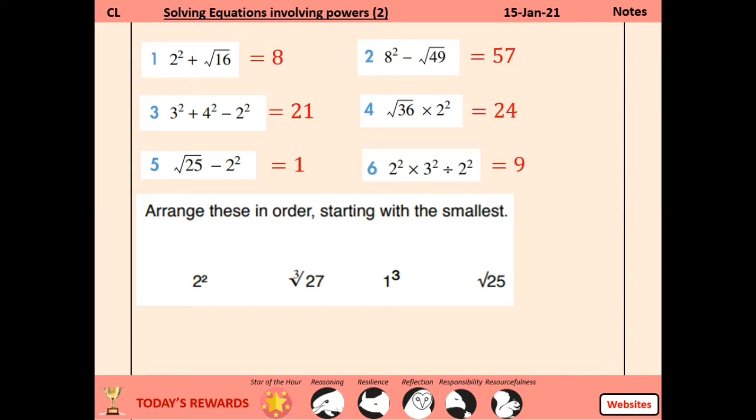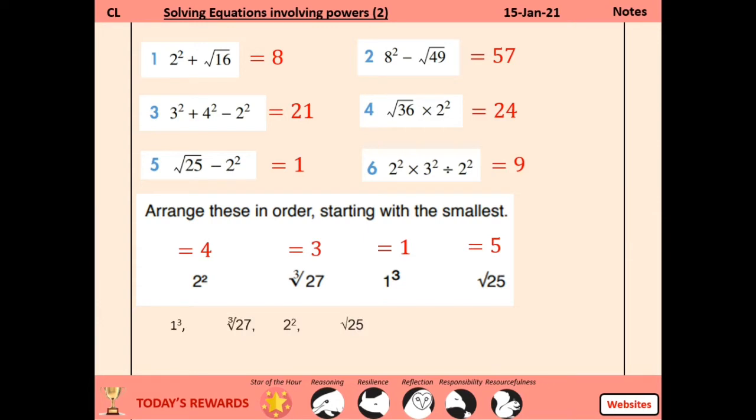So 2 squared is 2 times 2, which is 4. The cube root of 27 is going to be 3 because 3 cubed is 27. 1 cubed means 1 times 1 times 1, which is just 1. And the square root of 25 is 5 because 5 times 5 is equal to 25. Okay, so now it makes it much easier to order the numbers.